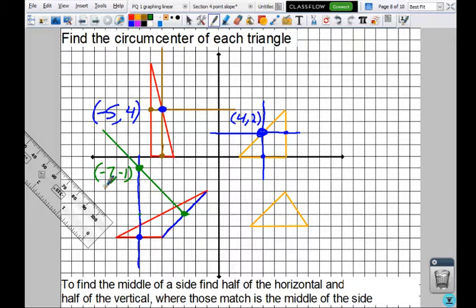Alright, now that we've done this, find the circumcenter on the bottom right one. And you have to be careful. You have to make sure they are perpendicular and not just left and right. I totally messed up on that one. So on the bottom right one, find your perpendicular bisectors. And then find your circumcenter.